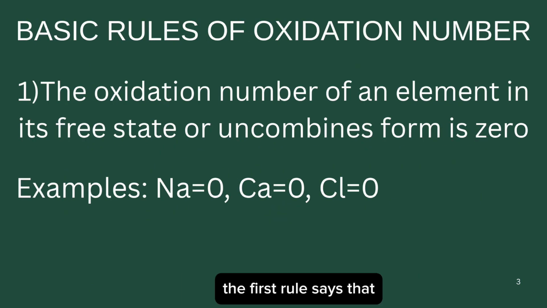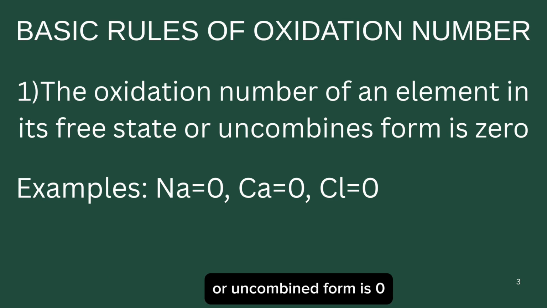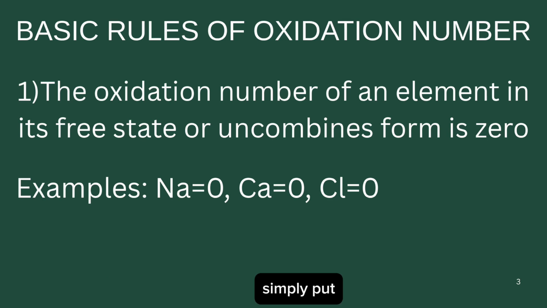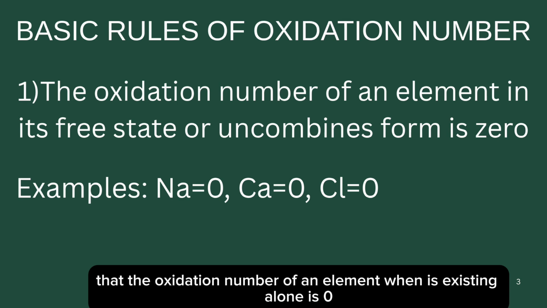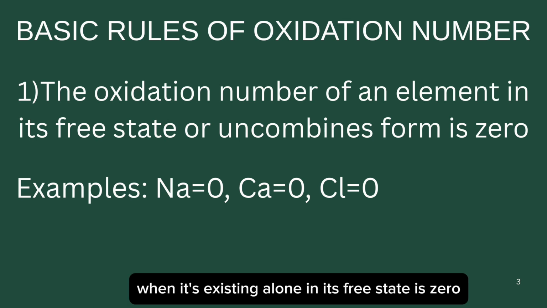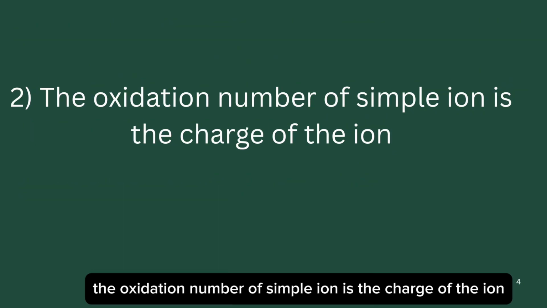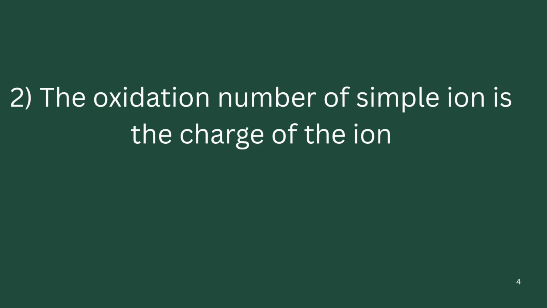Basic rules of oxidation number. The first rule says that the oxidation number of an element in its free state or uncombined form is zero. Simply put, the oxidation number of an element when it's existing alone is zero. Example, sodium is zero. The oxidation number of calcium when it's existing alone in its free state is zero, and so on.